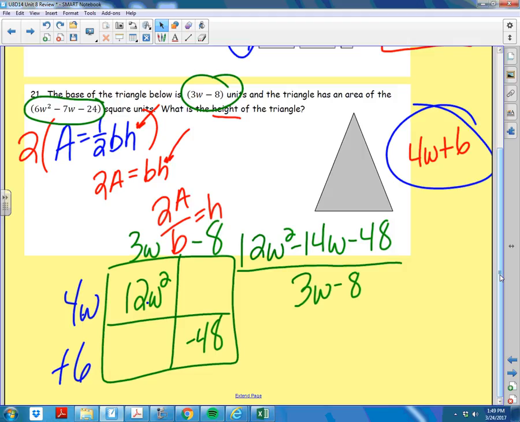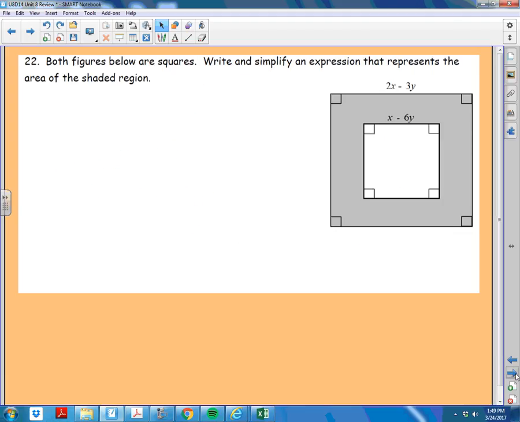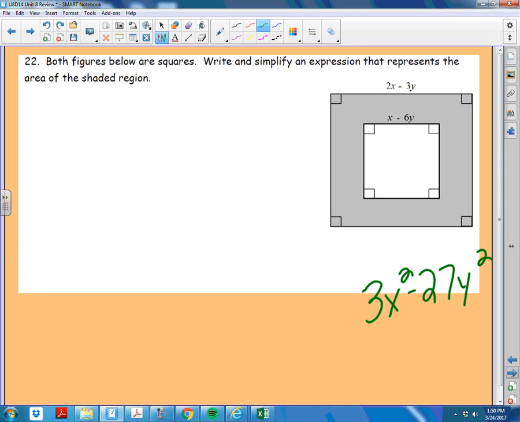Logan? Nope. Doesn't. Last one. Number 22 is 3x squared minus 27y squared. I thought that one was actually pretty easy. Because it's simply this times itself minus this times itself.